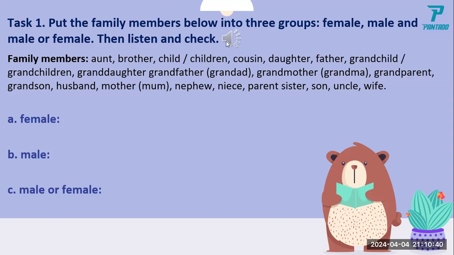Unit 1, Lesson A, Exercise 1. Group A, female: aunt, daughter, granddaughter, grandmother, grandma, mother, mum, niece, sister, wife. Group B, male: brother, father, dad, grandfather, granddad, grandson, husband, nephew, son, uncle.